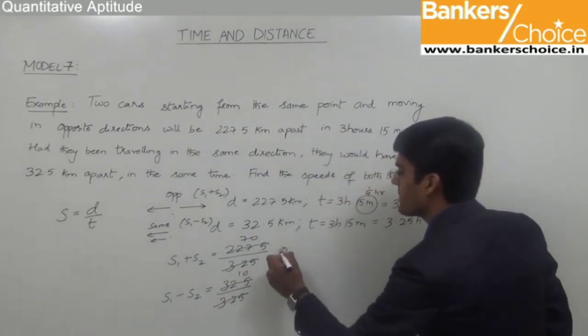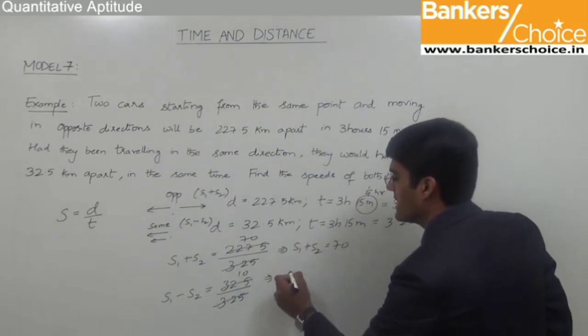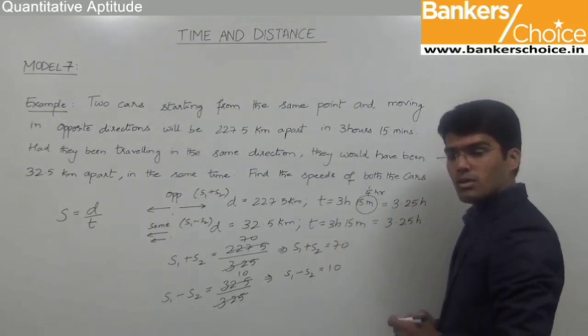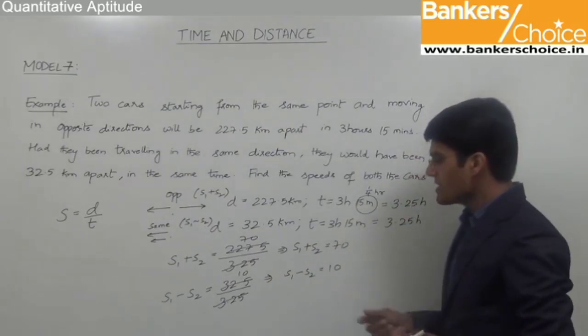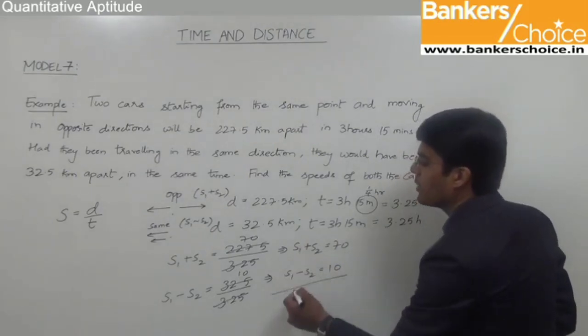So we can say that S1 plus S2 equals 70, and from the second case we can say that S1 minus S2 equals 10. Now if we try to solve both the equations, which have two variables, we will get the individual speeds. Let us first add both the equations.